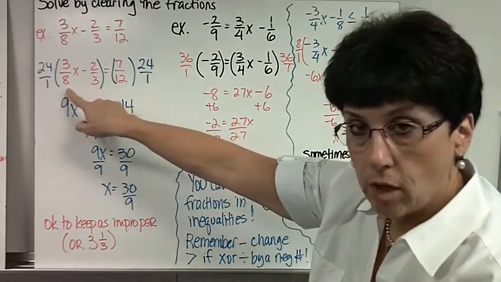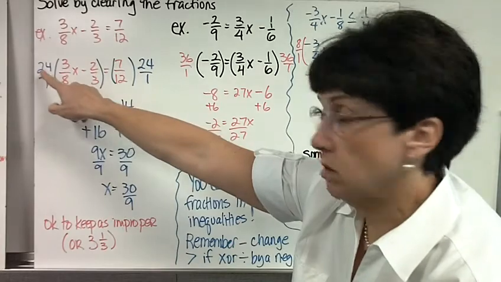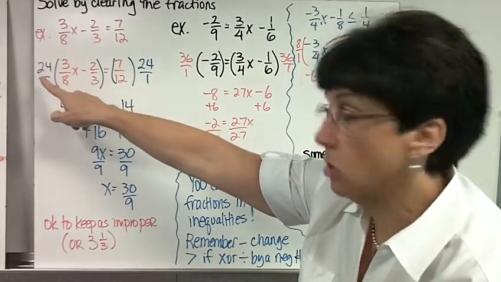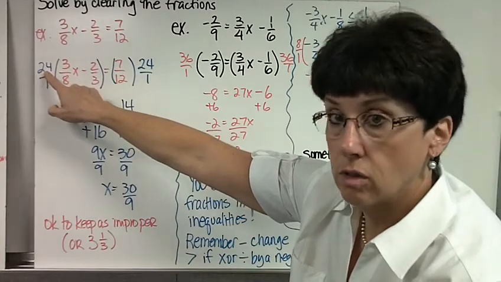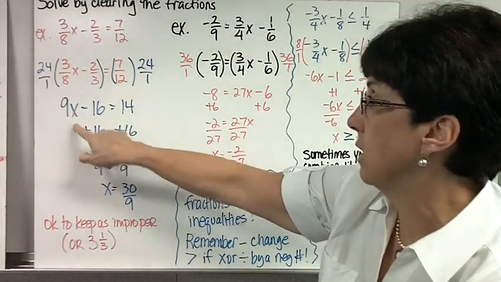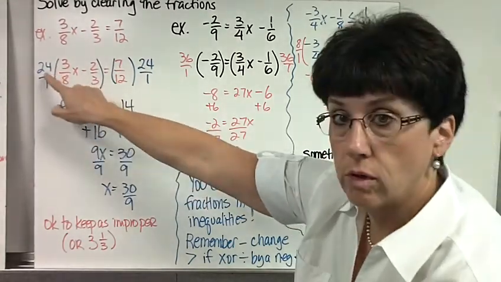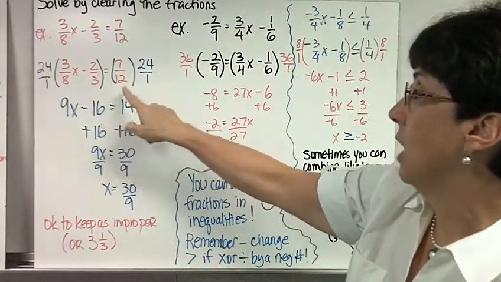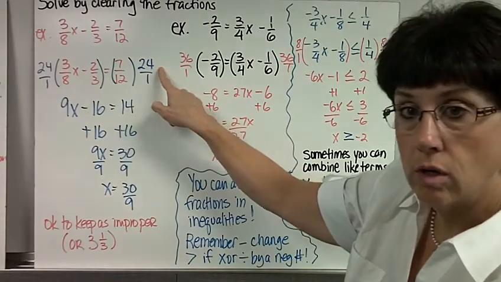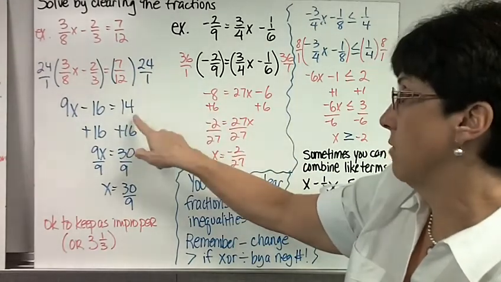I divide my denominator into 24, multiply that result by the numerator. So 8 goes into 24 3 times. 3 times 3 is 9x. 3 goes into 24 8 times. 8 times 2 is 16. And then 12 goes into 24 twice, so 2 times 7 is 14.